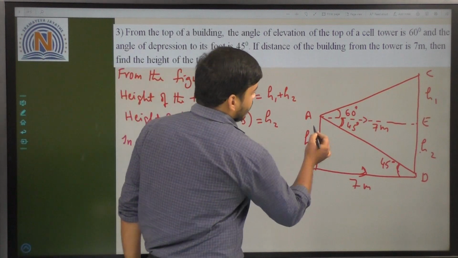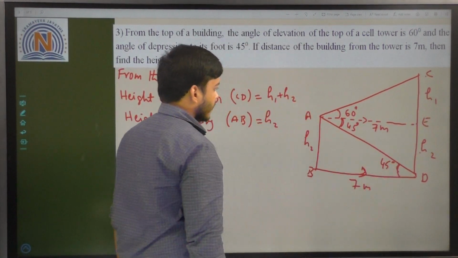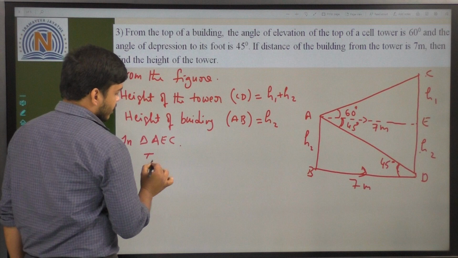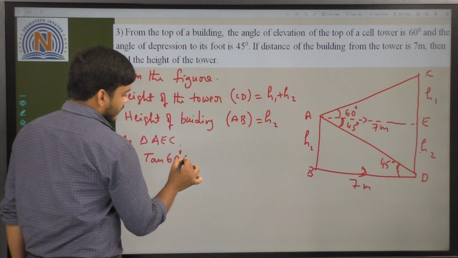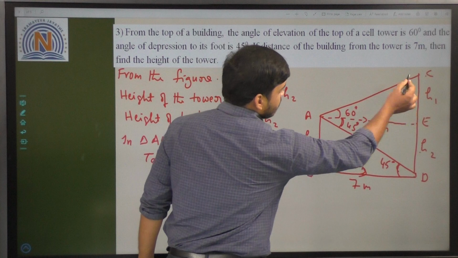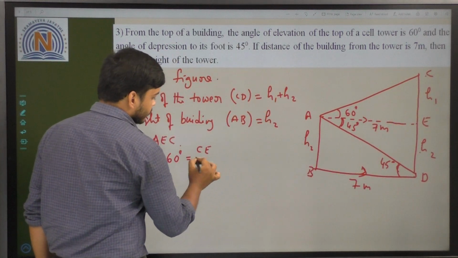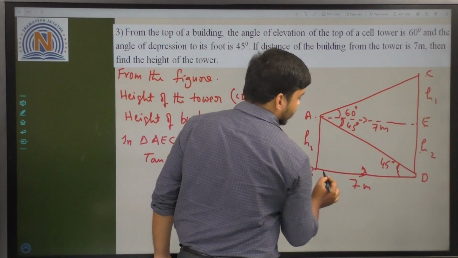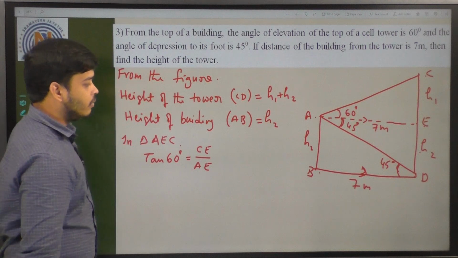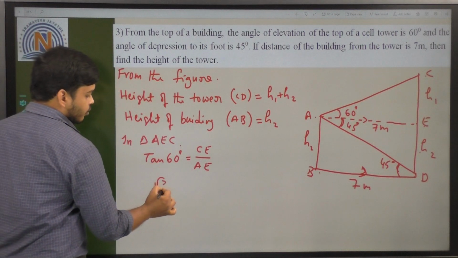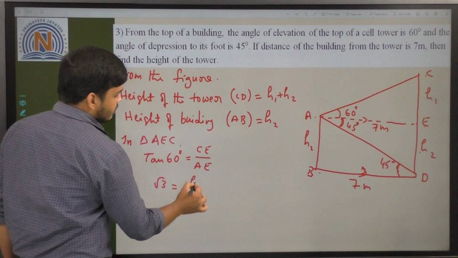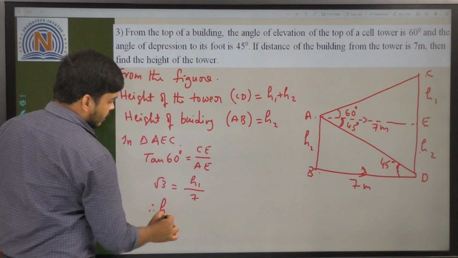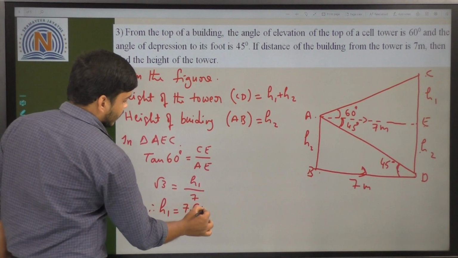Now I am taking triangle AEC. tan 60 degrees is equal to CE by AE. Here, if you observe, AE is equal to BD, parallel and equal. So tan 60 degrees, whose value is root 3, is equal to CE, which is H1, by AE, which is 7. Therefore H1 is equal to 7 root 3 meters.